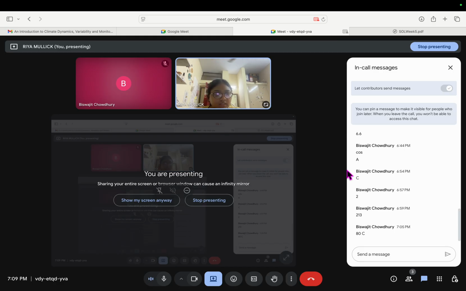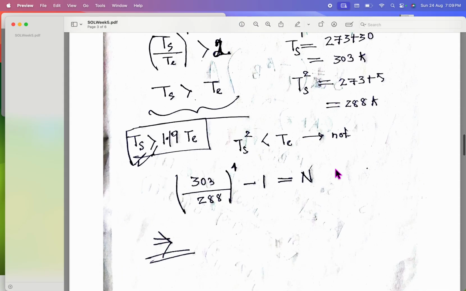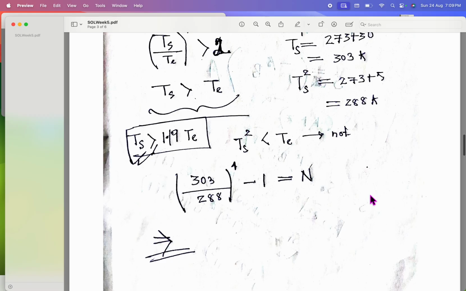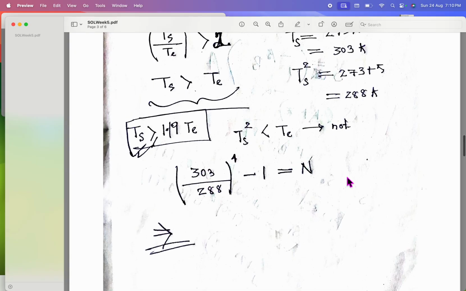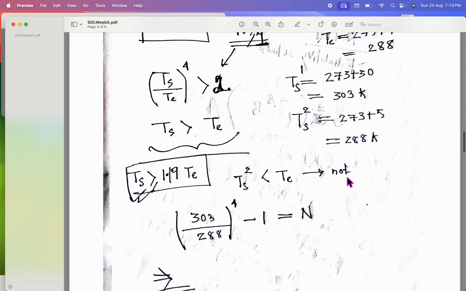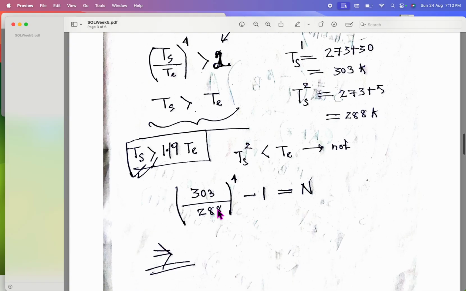Emission temperature is... the first one should not be possible, I guess. From the first one, if you use this formula, then 303 by 288 to the power 4 minus 1, this is around 0.22. It becomes negative. Yes, n becomes negative for 30 degrees Celsius.